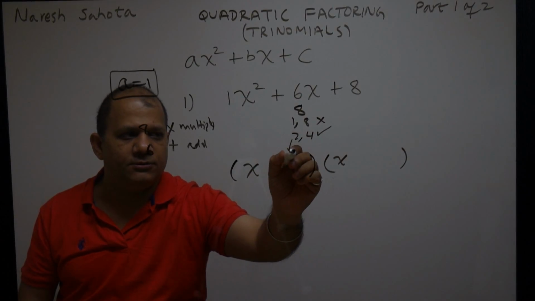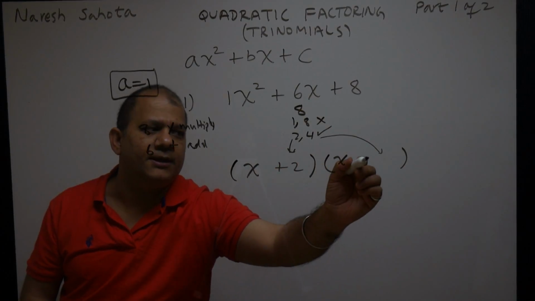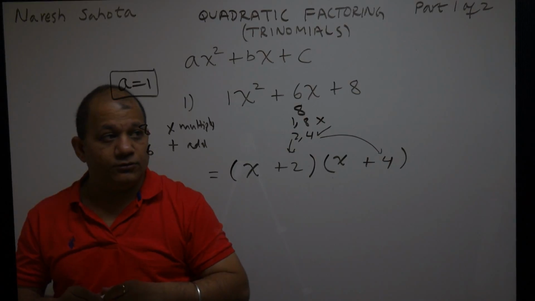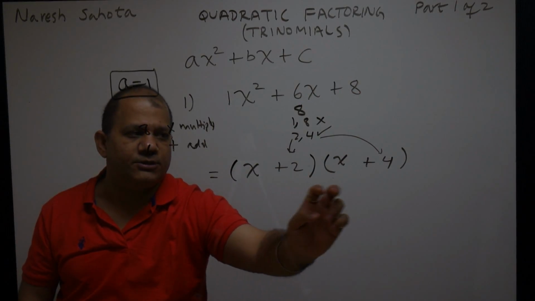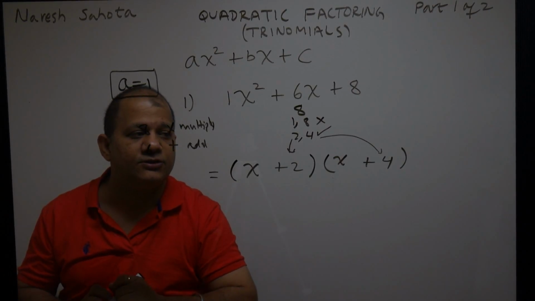And all you do is put them in here and here. So plus 2 and plus 4. So that's the factor. So x squared plus 6x plus 8 has two factors, and they are x plus 2 and x plus 4. So that's the final answer.